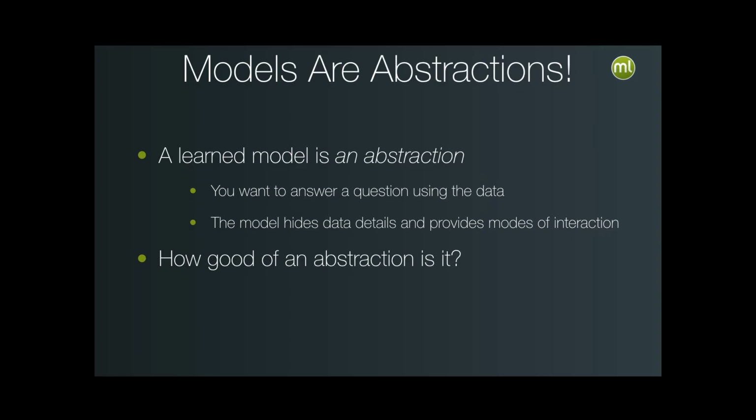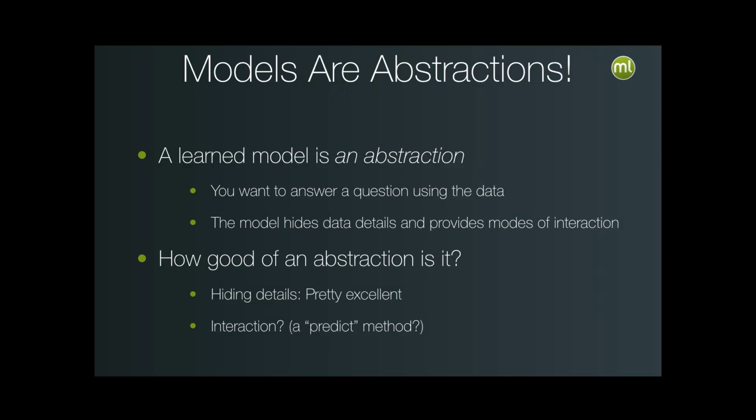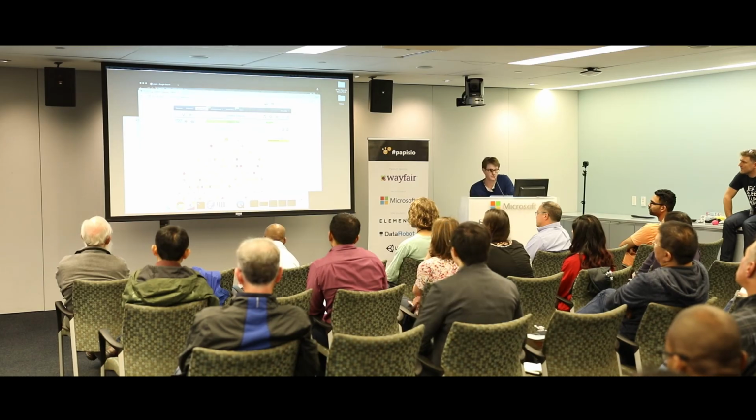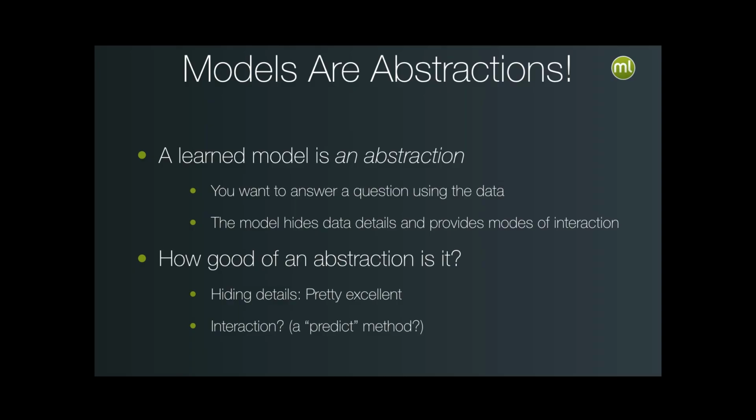So if we're thinking about it in terms of our abstraction kind of fantasy, then hiding details is very good, right? Even if you have a massive amount of data, the model compresses it pretty effectively. So it hides all of the details for the data. The interaction, though, is generally somewhat lacking, right? All you can do is ask it for a prediction. With the decision tree interaction, well, this is part of the problem that BigML is trying to solve, giving you richer interaction with the model. So of course, with the decision tree, it's trivial, right?